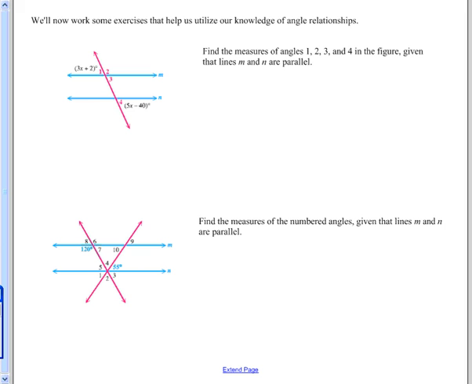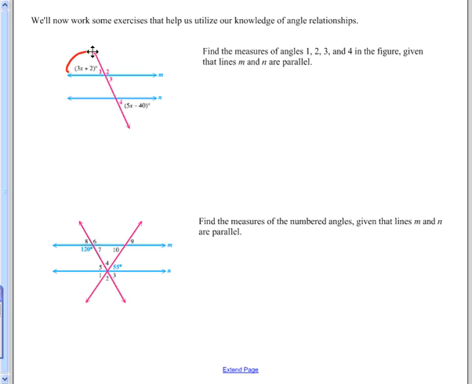We're going to finish up section 1.2, angle relationships, by working two quick examples illustrating how these relationships can be used to solve different unknown measures. We want to find angles 1, 2, 3, and 4 in the given figure, knowing that M and N are parallel. Start with what you know.